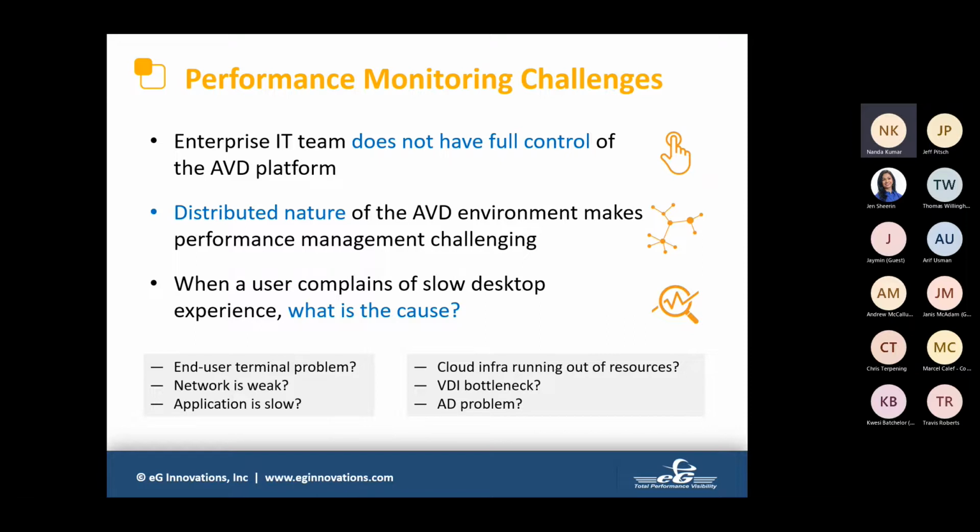Like I said, when I use the compliance, it's a slow desktop experience. What is the root cause there? Is it something to do with the end user terminal where they're connecting from? Is the network having an issue, or something going on with the bandwidth, or is the ISP slow? So we need to understand all these different aspects of the AVD delivery and how the user experience is. That's what I'm going to cover today in this webinar.